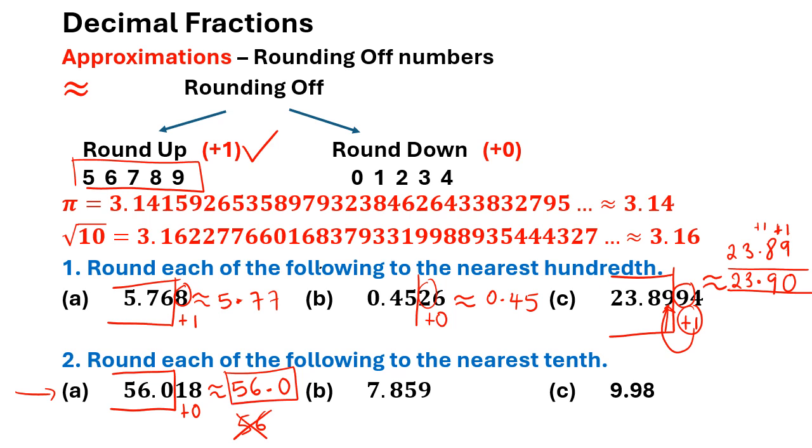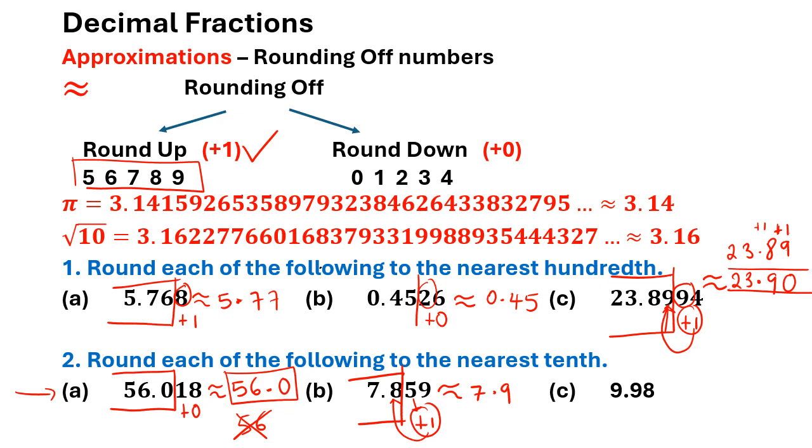We'll move to the next one, and then we're going to cut after the tenth place and keep it. But we know that 5 is a number between 5 to 9. Yes, and then we're going to round it up to 1, and we're going to carry that 1 and add it to 8, and that gives us the approximate value of 7.9 to the nearest tenth.